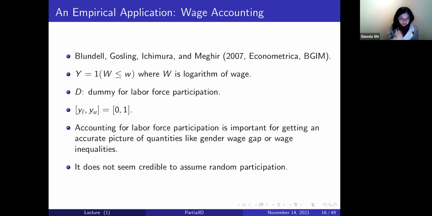And here Y is missing because W, the wage, is missing for people who are not in the labor force. For people who are not in the labor force, W is not observed. And clearly labor force participation is not random. It's related to the person's wage potential and everything else. So missing at random is not credible in this context. So it's desirable to make weaker assumptions, for example, this bound assumption for the missing variables, and that is very credible.